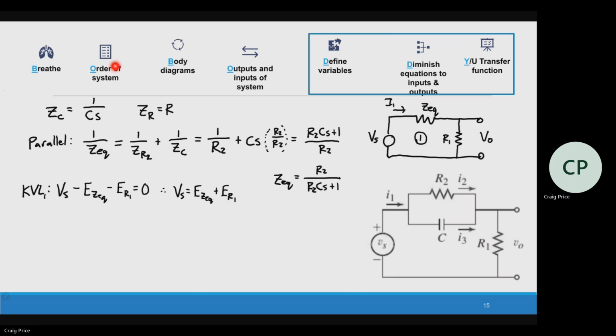Okay. Now, because we were able to simplify the circuit with Z equivalent, I only have one current going through the loop. And so we can actually write this as supply voltage equals Z equivalent times the current. We're all in the S domain, plus the voltage across the resistor, which is R1 times the current. And so we can actually combine these. Z equivalent plus R1 times the current.